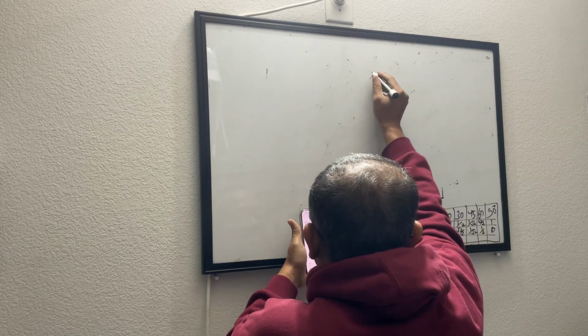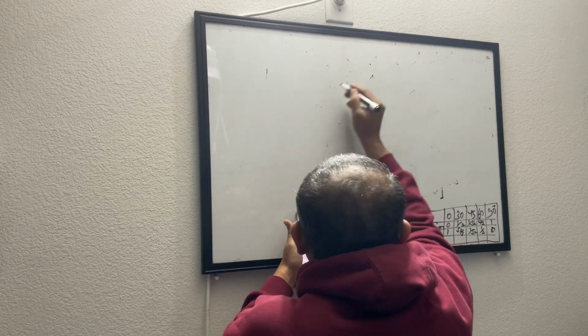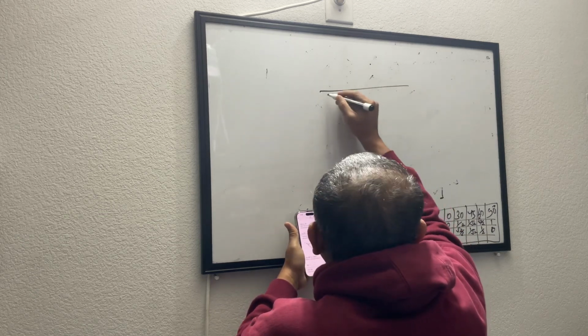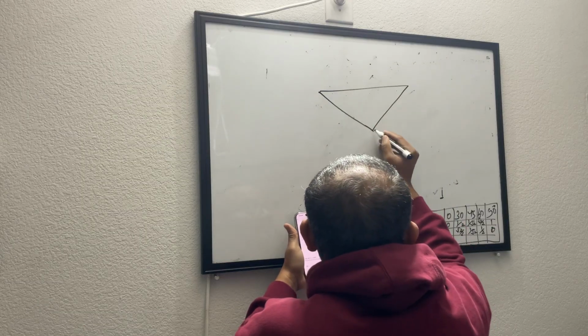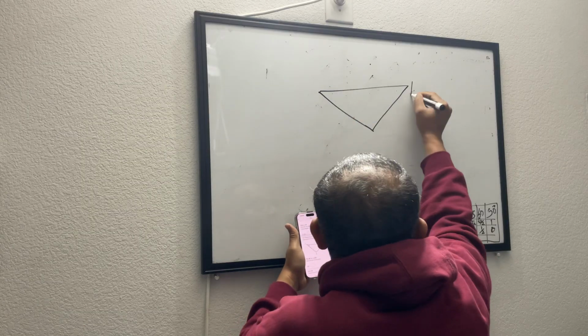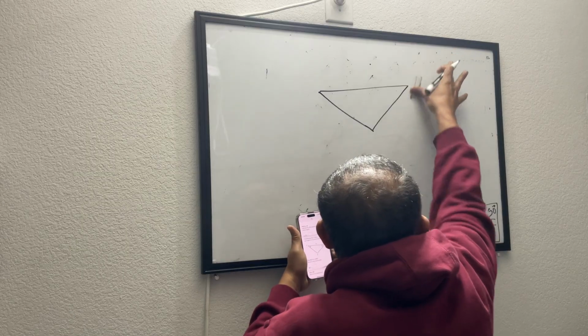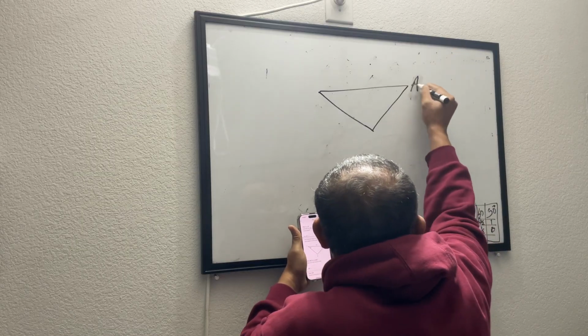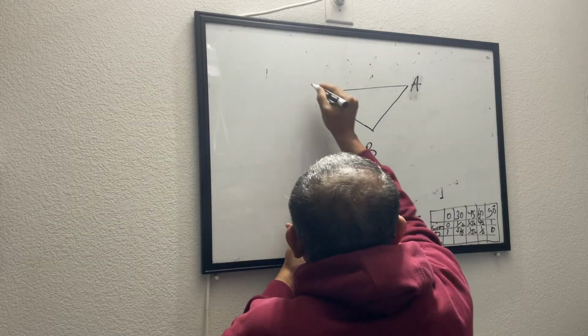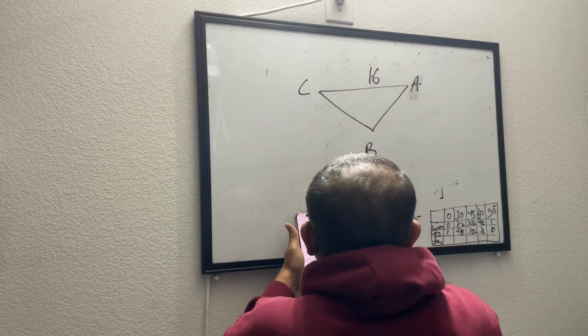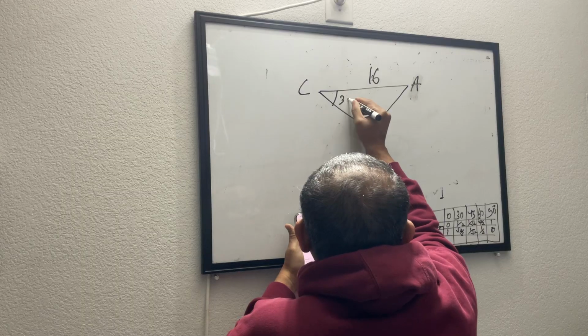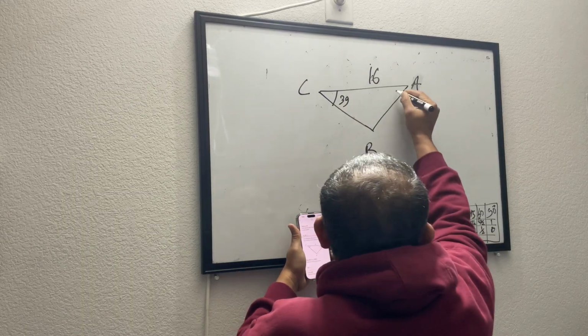Okay. Let me first draw it. This is the triangle that we have. A, B and C. This is given as 16. This is given as 39. This is given as 42.